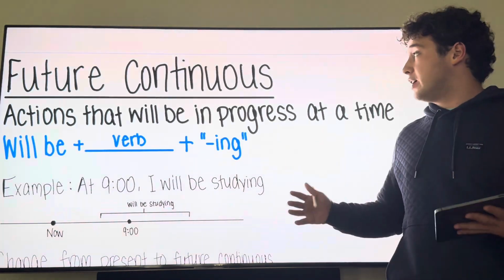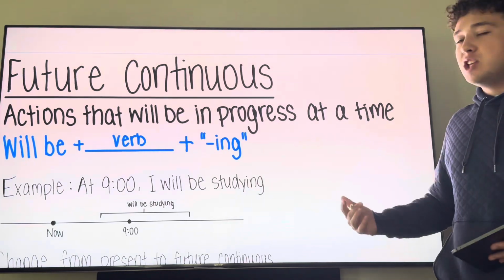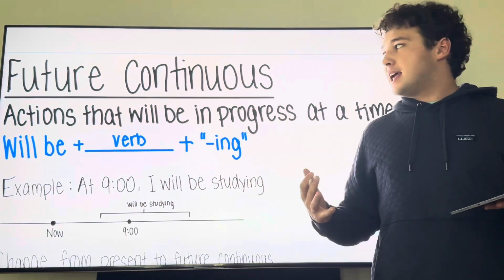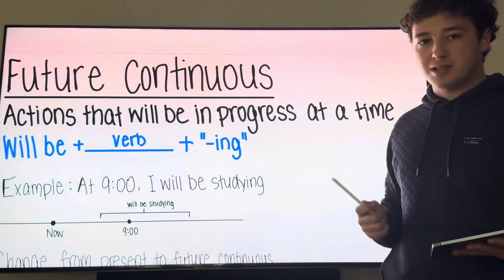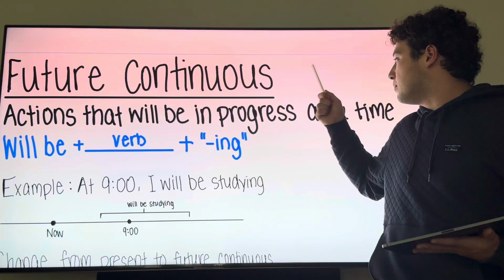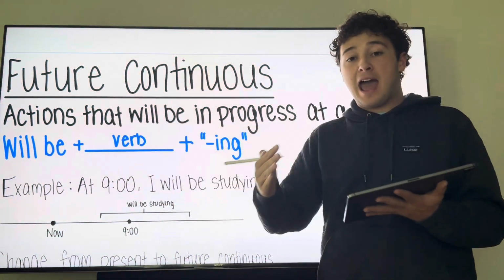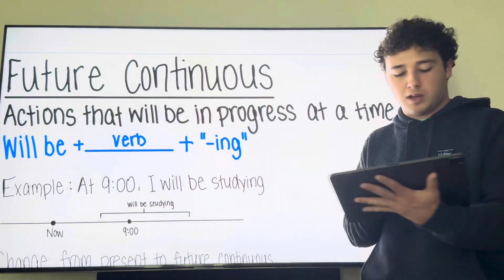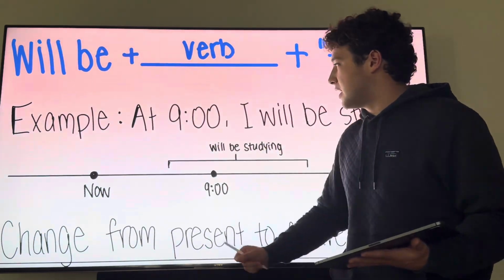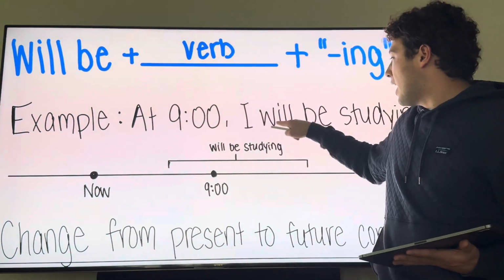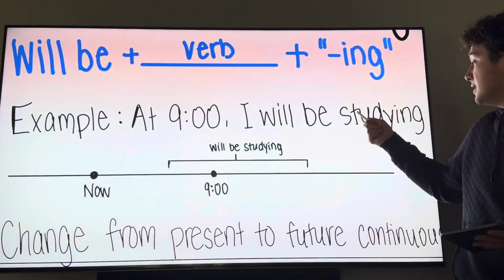Now we'll continue with the future continuous. No pun intended. So, the future continuous is also quite simple, but it is a bit more than the future simple is. Now, the future continuous is used for actions that will be in progress at a certain time. Actions that will be happening at a time. So, what does this mean? Here's this example. This example says, at 9 o'clock, I will be studying.